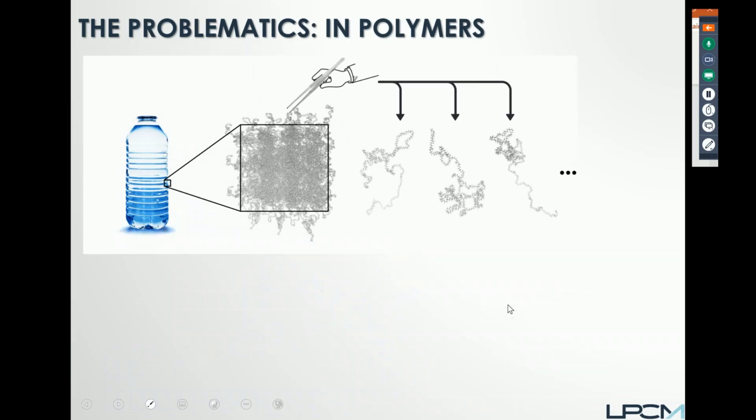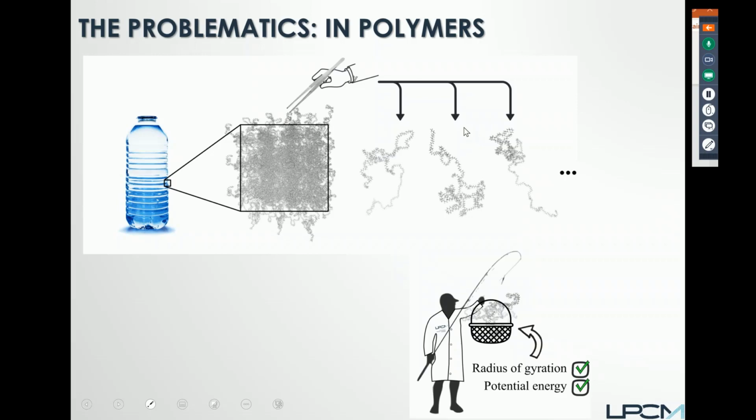In our case, if you take the bottle of water, we were interested in actually the polymer here, and it's a bunch of Avogadro number and more of polymer chains. So you want to separate all this configuration. Now it's very complicated.